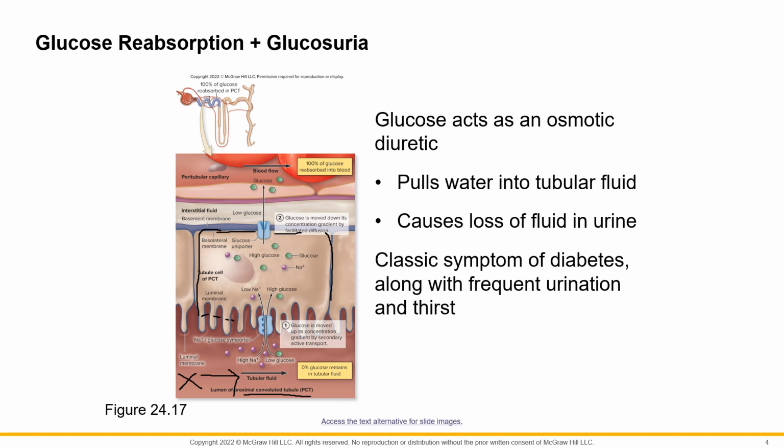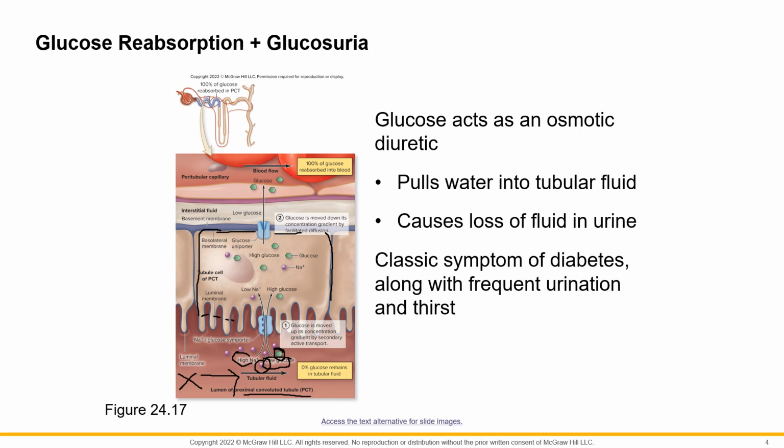So here's what's happening here. So the green dots here are the glucose molecule. The purple dots here are sodium. So in the tubular fluid, you are seeing a high concentration of sodium, but you are seeing a low concentration of glucose. Now here's what's happening.